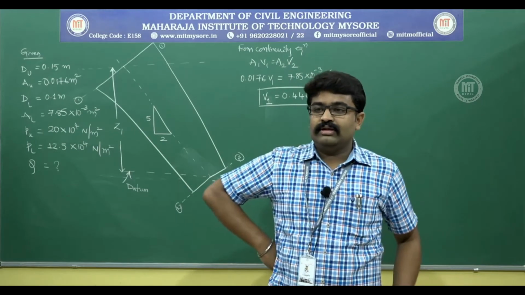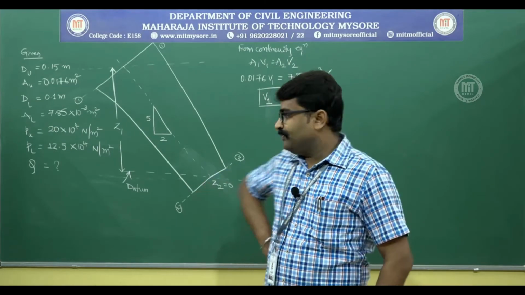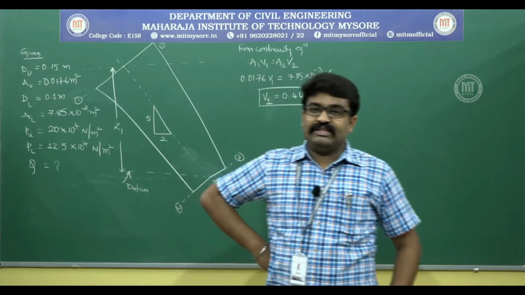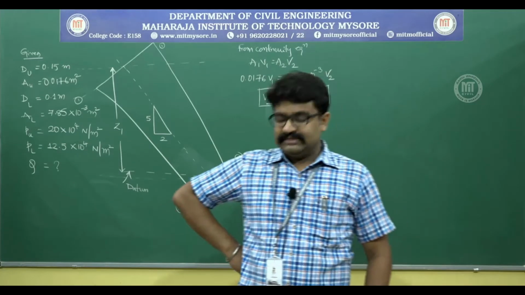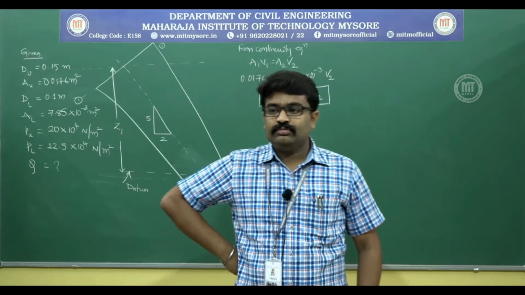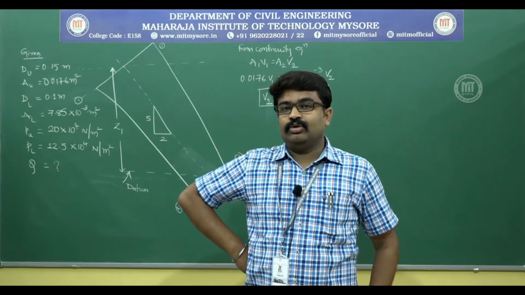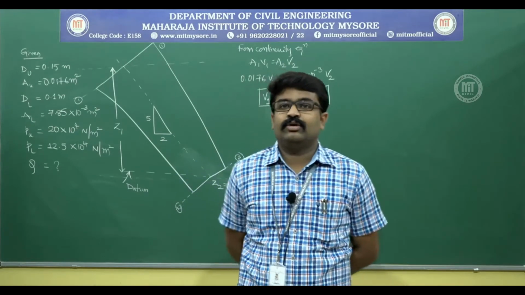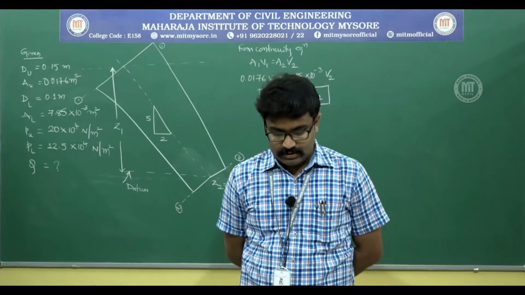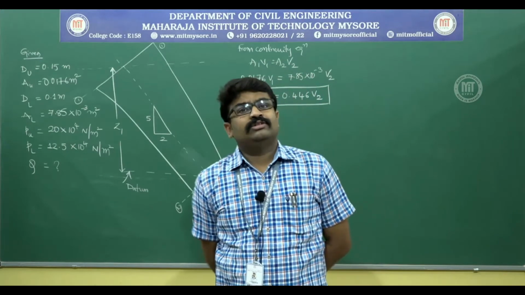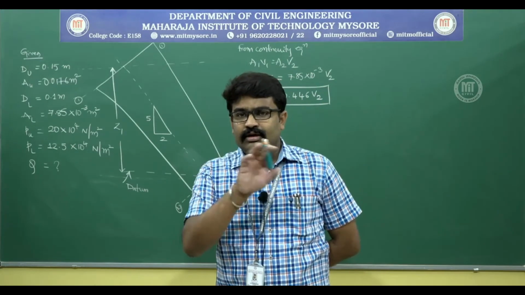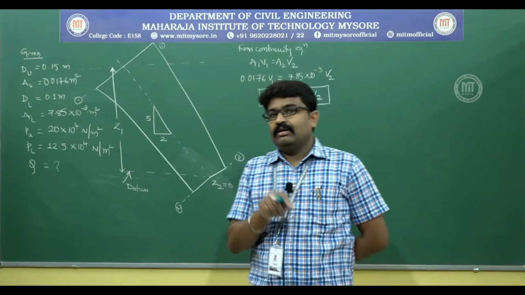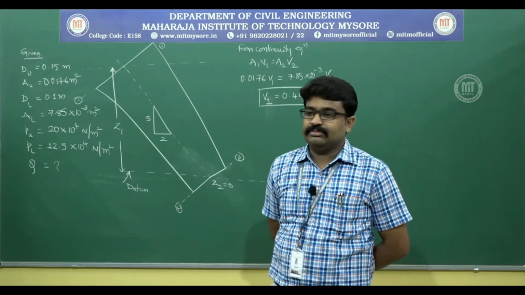passes through the center of section 2, and hence Z2 is equal to 0, full stop. You can also find that there is some missing data, because the length of the pipe is not given. So that also should be an assumption.